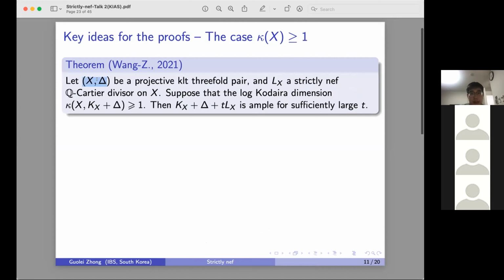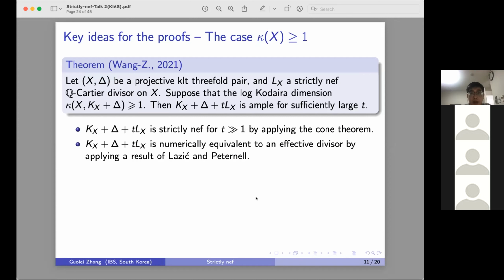So if (X, Δ) is a projective KLT threefold pair, and suppose the log Kodaira dimension κ(K_X + Δ) is greater than or equal to 1, then we can show K_X + Δ + tL_X is ample for sufficiently large t. Note that there are two key points. First, K_X + Δ + tL_X is strictly nef for sufficiently large t. This is true for any projective KLT pair (X, Δ), and it follows from the Kodaira theorem.